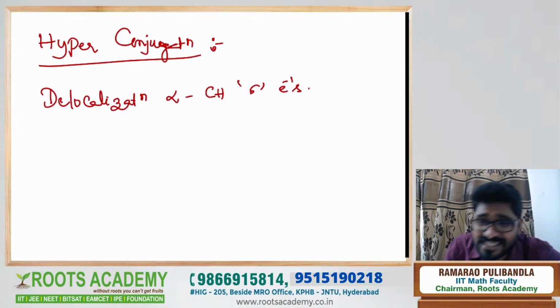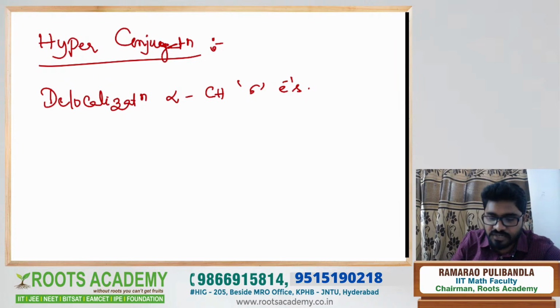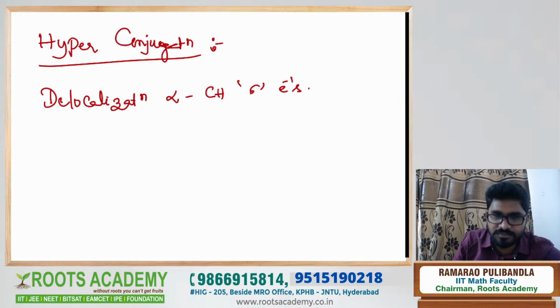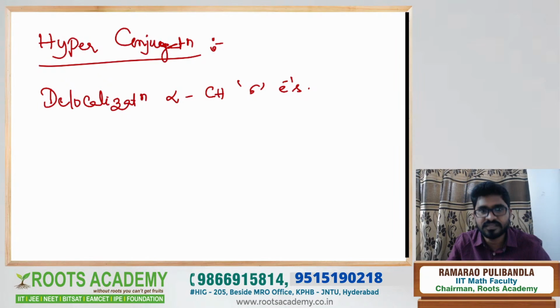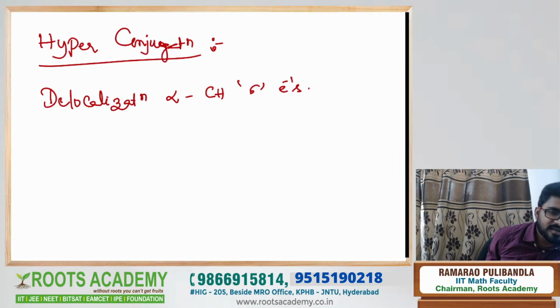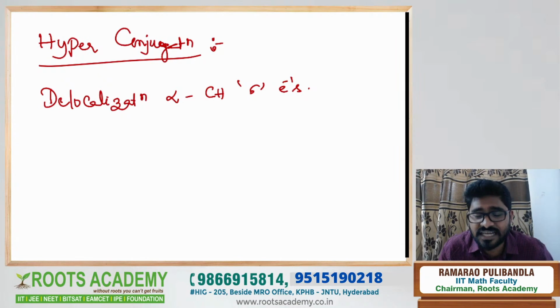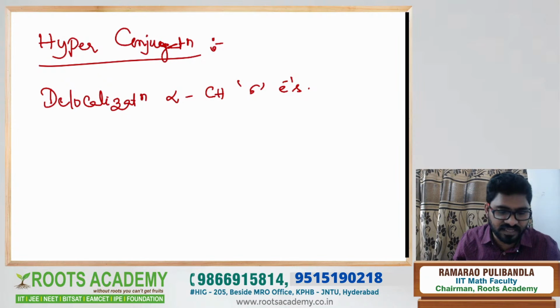We know what an alpha carbon is. For a functional group or a double bond or a triple bond, whatever it is, the adjacent carbon is called the alpha carbon. The hydrogen attached to the alpha carbon is nothing but alpha hydrogen. Okay, so this is what we have seen. See there, delocalization of a C-H.